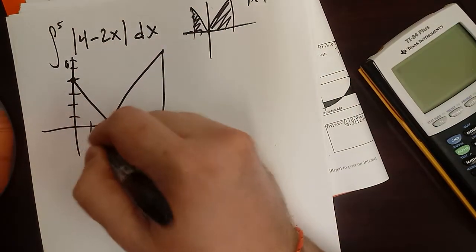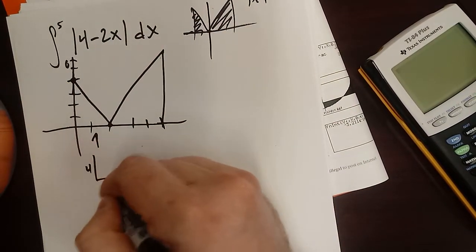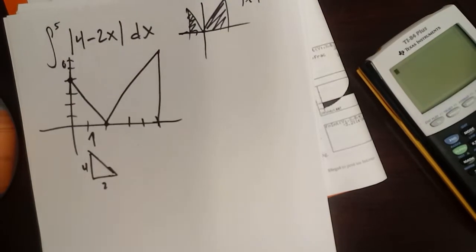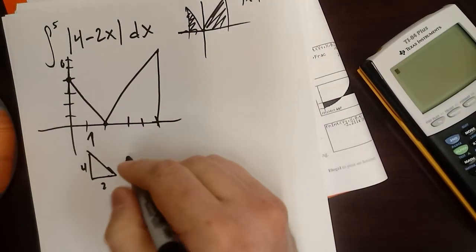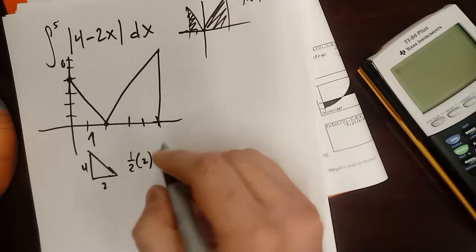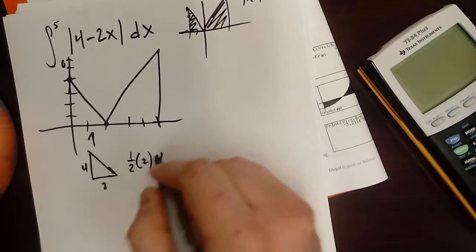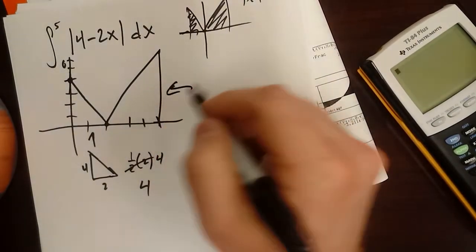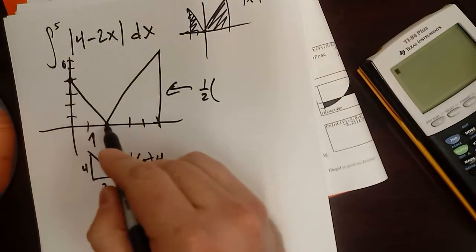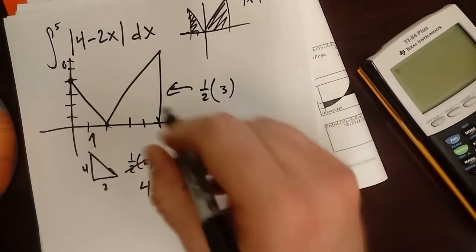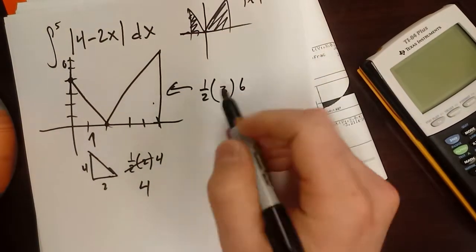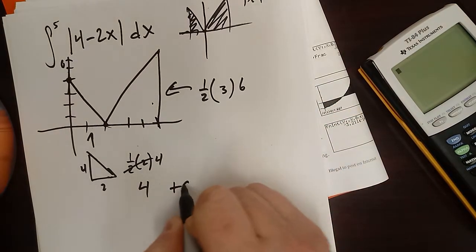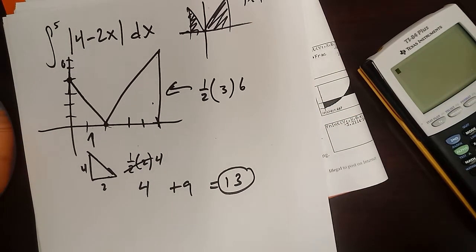So now I've got a triangle here that's 4 and 2. So that's going to be 1/2 times 2 times 4, which is just going to be 4. And then this one is 1/2 times, let's see, 1, 2, 3. Base was 3, and then height was 6. So 3 times 6 is 18. Half of that's 9. So 4 plus 9, I get 13.